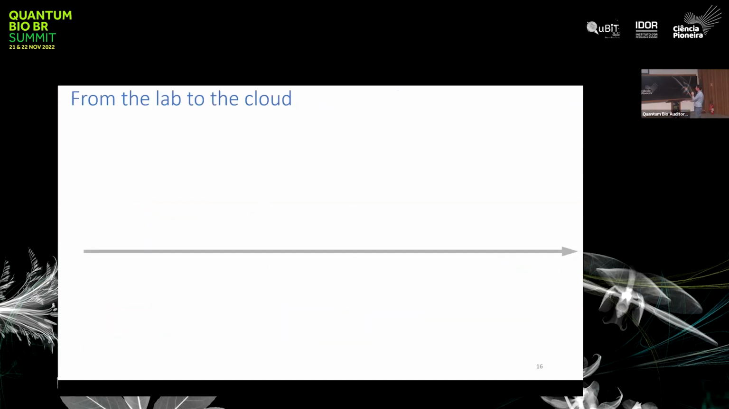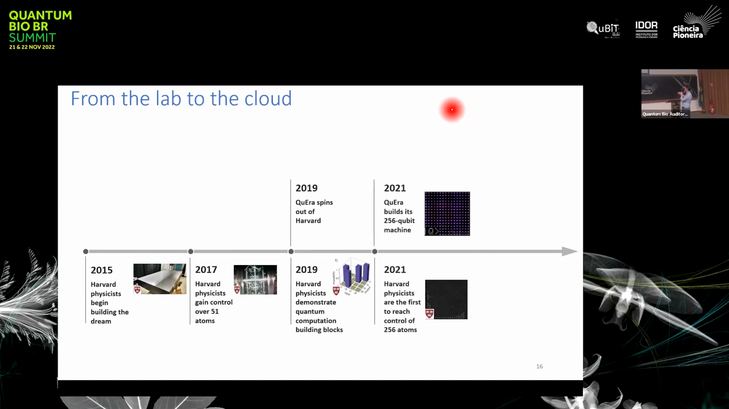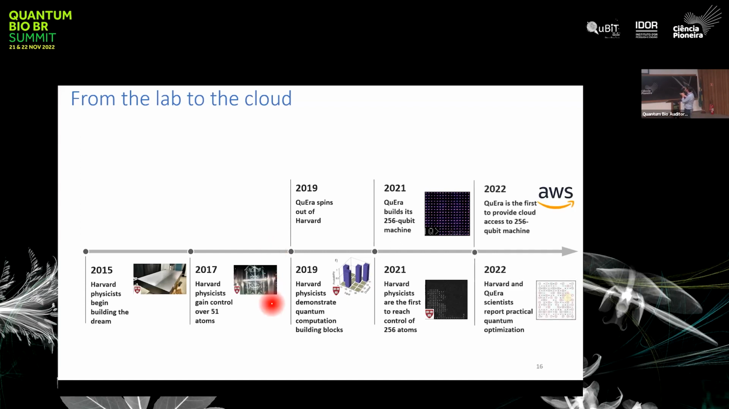So to conclude, let me show you the timeline for the development of this technology. This technology started initially with a group of physicists both at Harvard and MIT back in 2015. Then in 2017, they were able to trap and control up to 51 atoms. In 2019, this spin-off called QuEra Computing was created. And then in 2021, the first 256-qubit machine to realize analog quantum simulation came to light. And a couple of weeks ago, we were able to put this machine on the cloud.